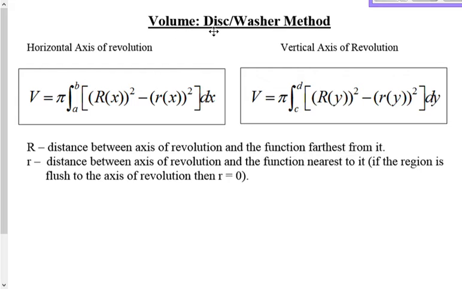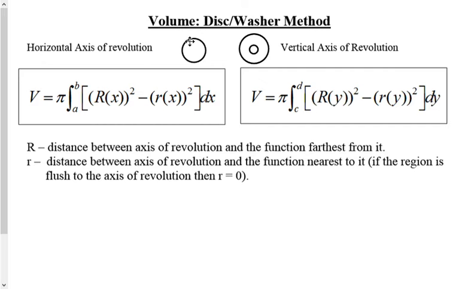This is called the disk washer method, because sometimes we're going to make disks, sometimes we're going to make washers. A disk is just a solid circle. If we revolve it around, we get a disk. A washer is if we revolve it around and we get something that's circular, but inside of it we have a smaller circle. That would be a washer.